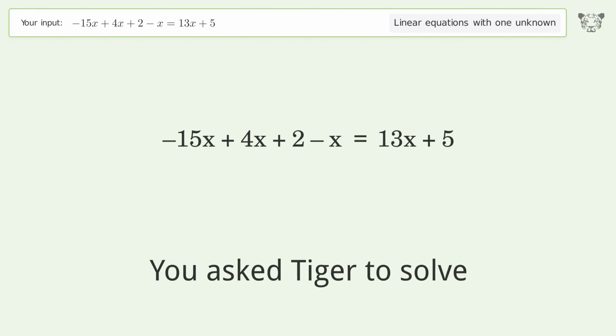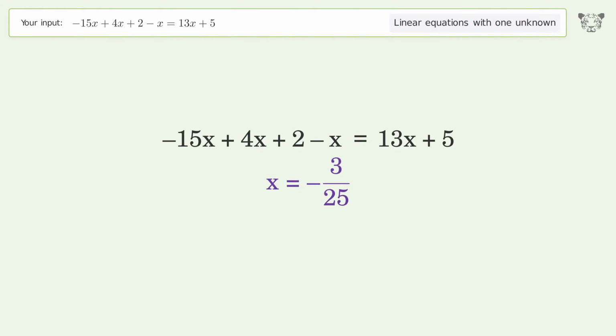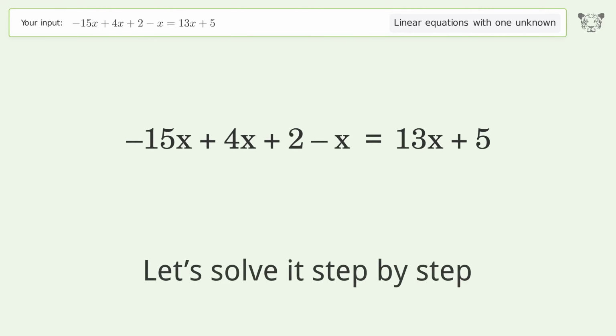You ask Tiger to solve. This deals with linear equations with one unknown. The final result is x equals -3/25. Let's solve it step by step.